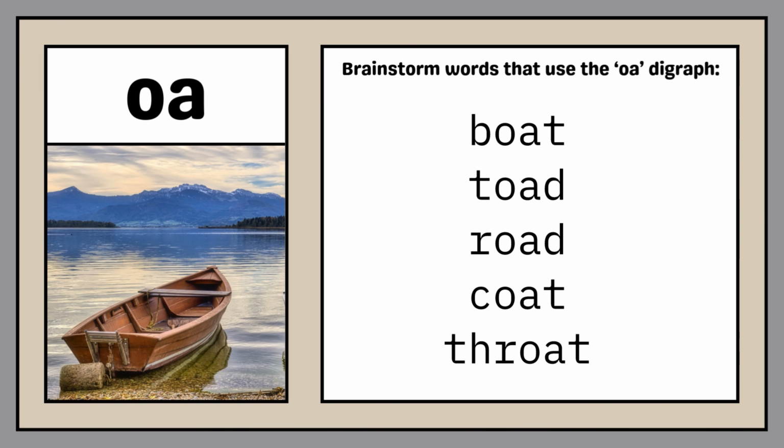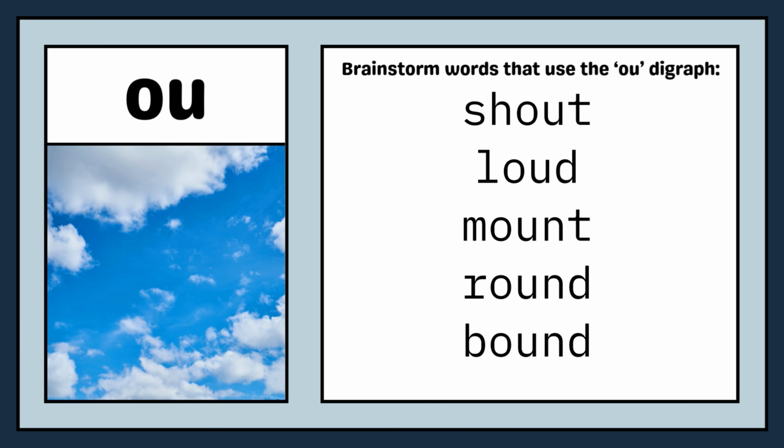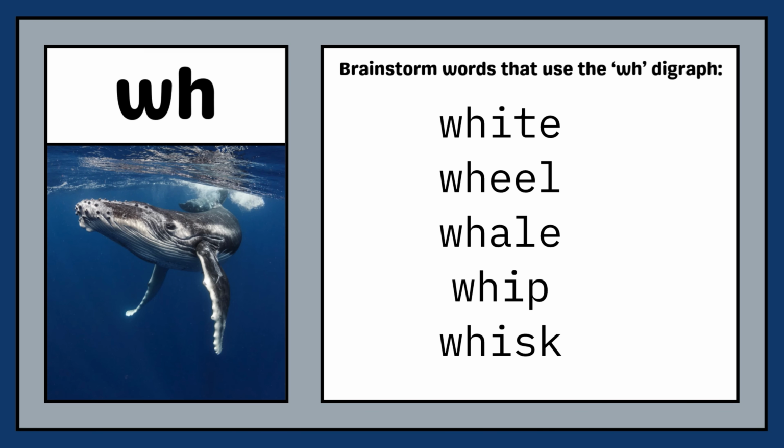OA says o as in boat, toad, road, coat, throat. OU says ow as in shout, loud, mount, round, bound. WH says w as in white, wheel, whale, whip, whisk.